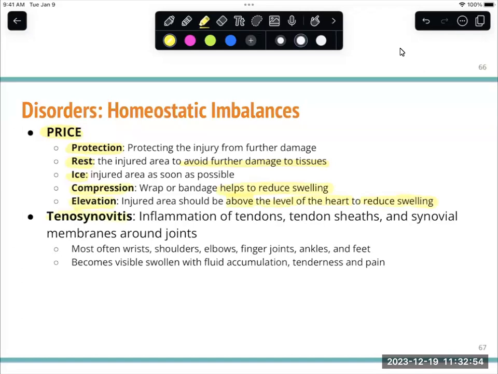Then tenosynovitis. This is tendons. Itis. Anytime we see itis, it is an inflammation. Little medical terminology: itis, inflammation of tendons, tendon sheaths, or synovial membranes. This can happen in the wrists, shoulders, elbows, finger joints, ankles, and feet. There's an accumulation of that synovial fluid. It can be tender to touch and painful.